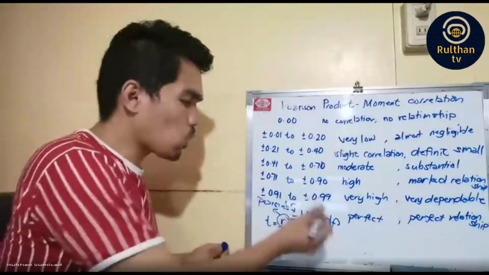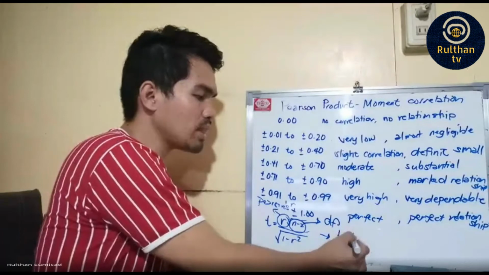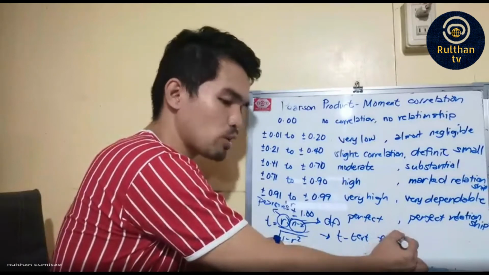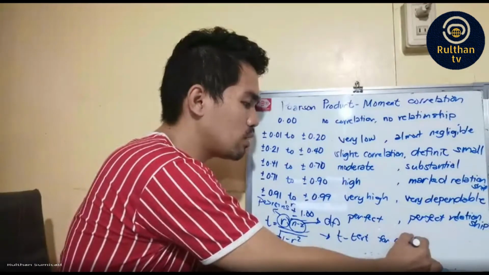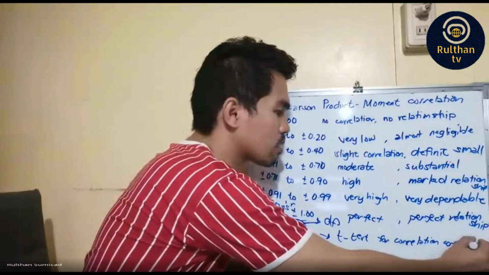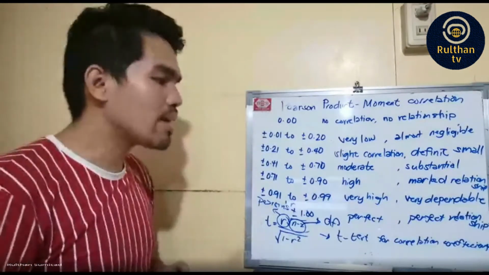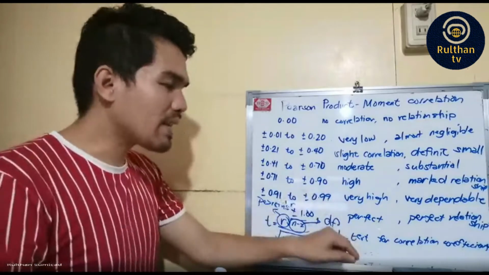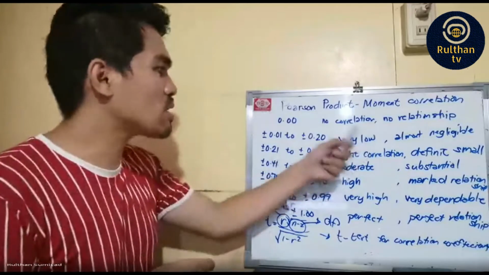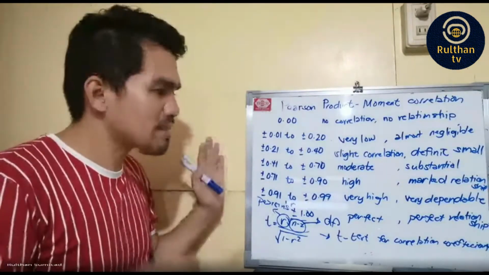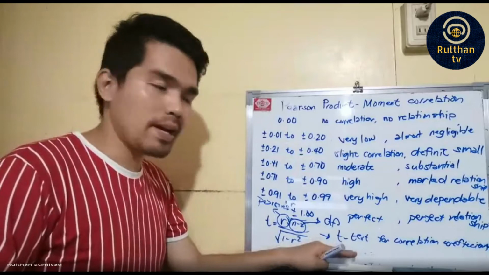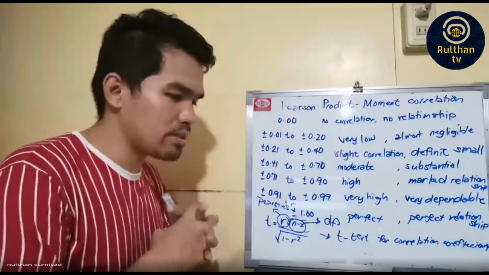Okay? By the way, this is called the t-test for correlation coefficient, because the t-test here is now used to test the correlation coefficient. So as the correlation is explained to us this way, it's being tested whether this correlation coefficient is significant or not using the t-test. Okay? So that is exactly what we are going to do now.